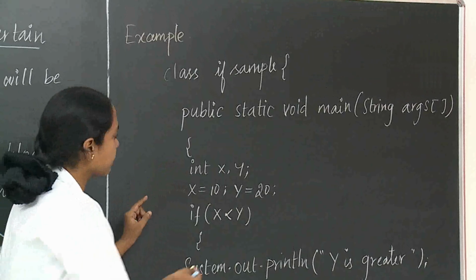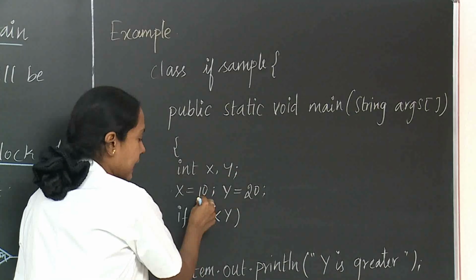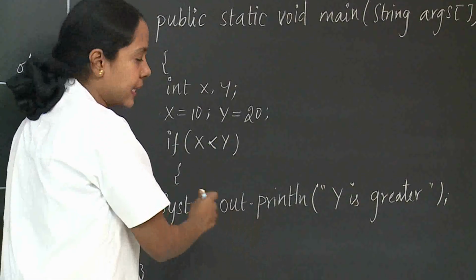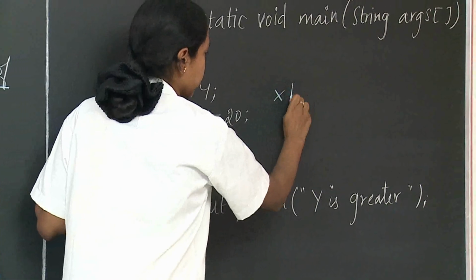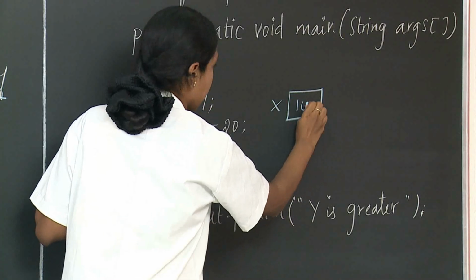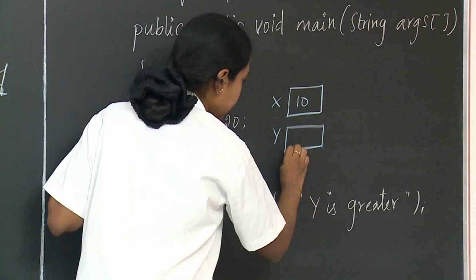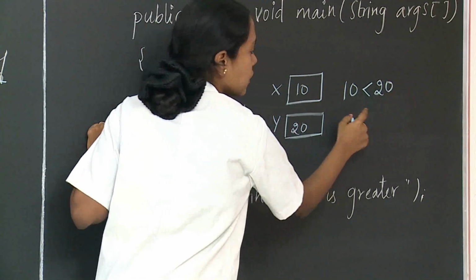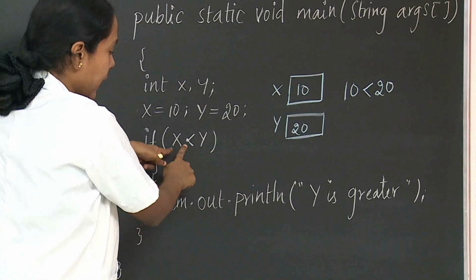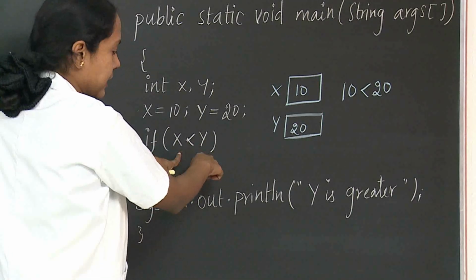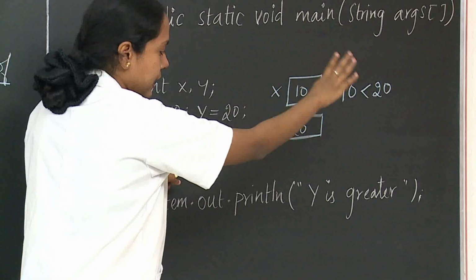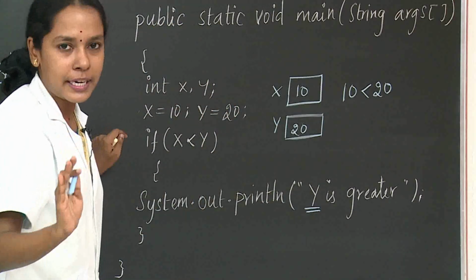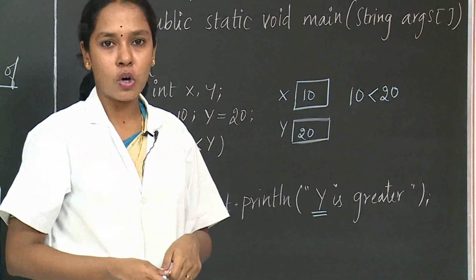I am giving two inputs, x and y, where x is 10 and y is 20. I just want to find which one is greater. For that, x stores 10 and y stores 20. I have to compare these. 10 is less than 20, so the condition is true. Here I am giving x is less than y. So 10 is less than 20, the condition is true, and I simply print y is greater. So this is the example for the if block.